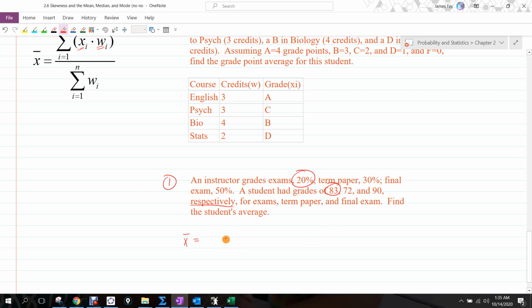So what I do is I take the 83, which was the X sub i, and I multiply it by its weight of 20%, so 0.2. Then we're going to add to that, because it's summation, 30%, which is for the term paper, second percentage listed. So now I go to the second grade down here. I'm going to go 72 was the data point times the weight of 0.3. And now I'll do the same thing for the final exam and the score on it. So 0.5 times 90.